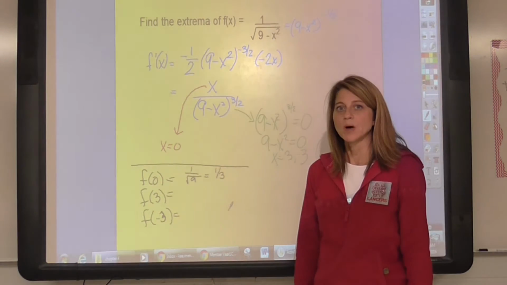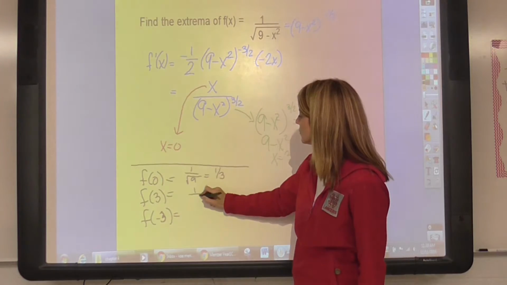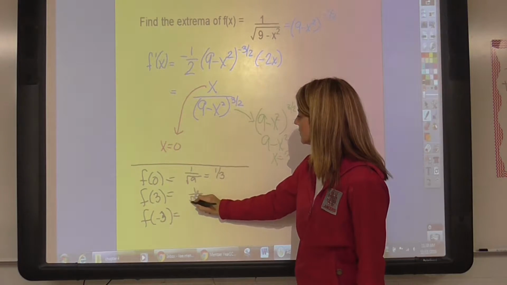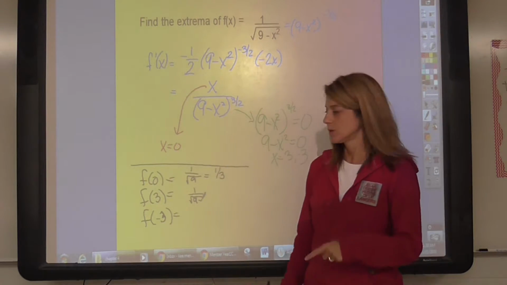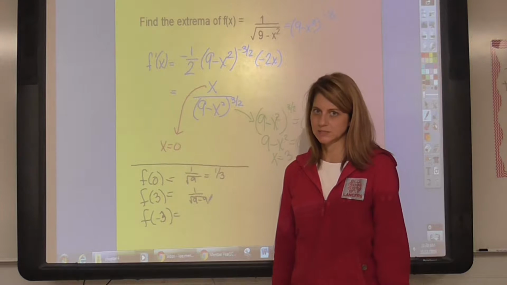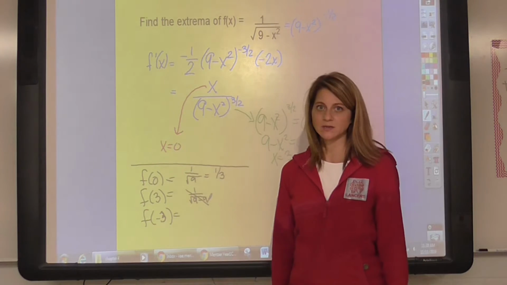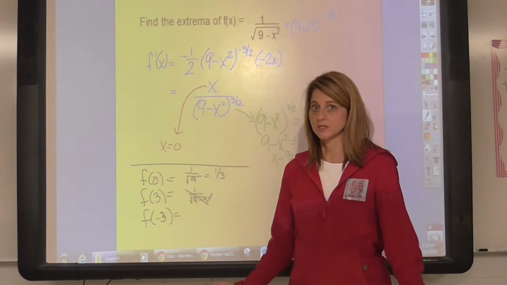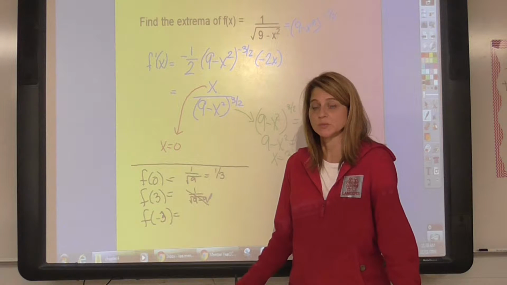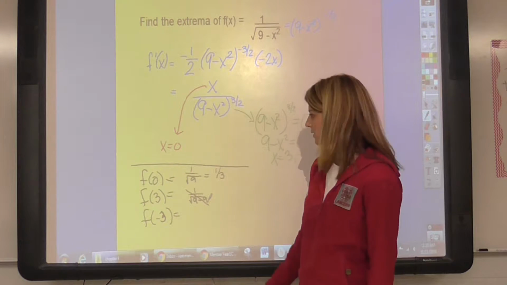Okay, what about putting 3 in the function? Well, let's go see. 1 over square root of 9 minus 3 squared is 9. Well, what happens here? You're getting a 0 denominator. Okay, that's fine. That's undefined. Didn't work. That's okay. I just know that that's not going to be a maximum or a minimum. That's kind of one of those endpoint type things, right?